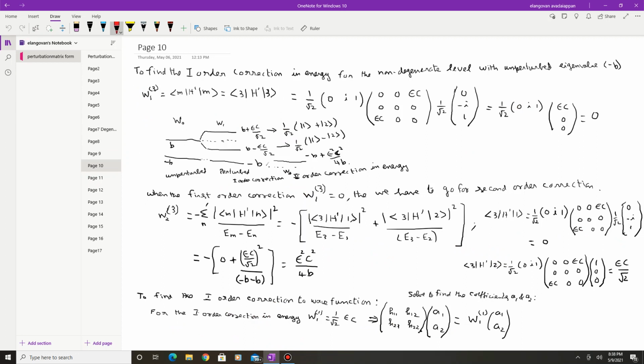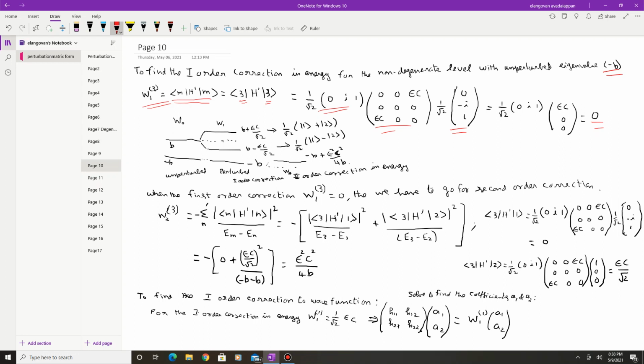So to find the first order correction energy for the non-degenerate level, the eigenvalue we have already found. This is minus B. For this, we have to use the expression for H prime. For the non-degenerate case, this is the expression we have already calculated. The level is 3, so this is bra 3 and ket 3, which we have calculated, and H prime is available. Once we substitute, this is found to be 0. So for the non-degenerate level, the first order correction is found to be 0.